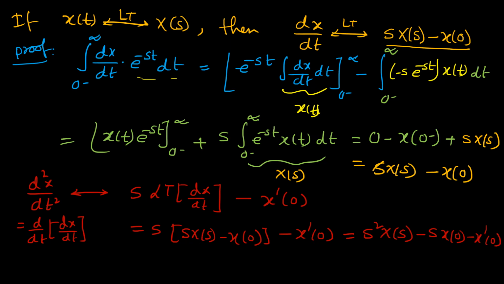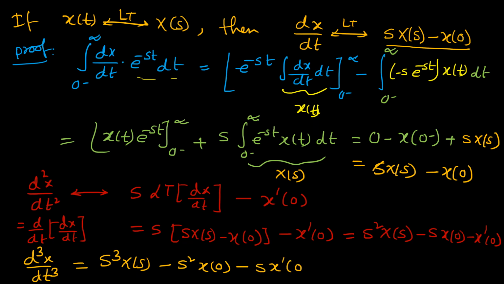Be careful here, okay? So if you extend in that way, suppose I want to compute the third order derivative, d cube x dt cube, so I think it will be s cube X of s, then minus s square x of 0, you start from x of 0, then minus s x prime 0, the first order derivative at 0, minus x double prime 0, like that. Okay, so we'll be using these relations to solve those problems. Now quickly we'll move to that one.